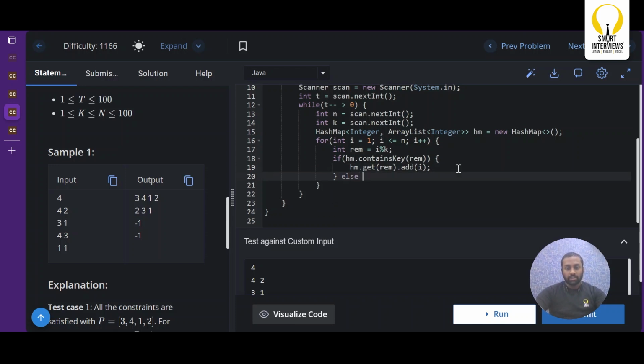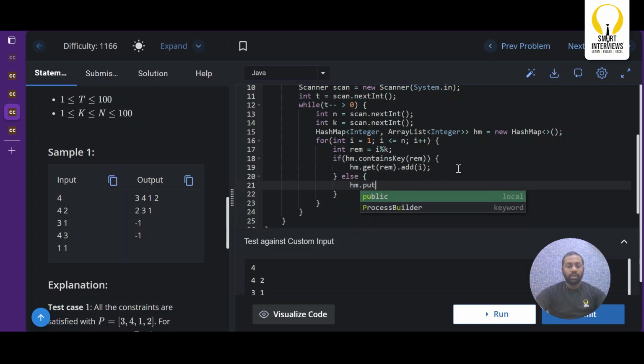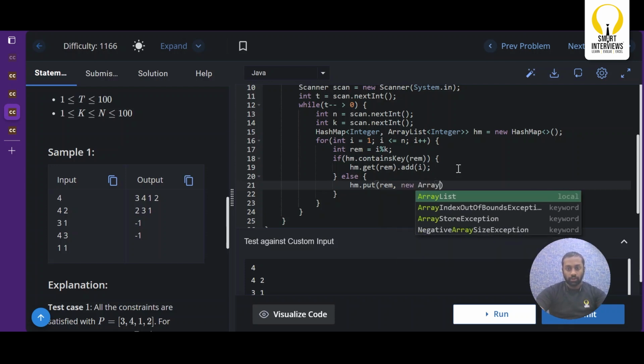Else, that is, it does not have the key, I am going to create a new entry, for which we use hm.put remainder, and you're going to create a new array list.